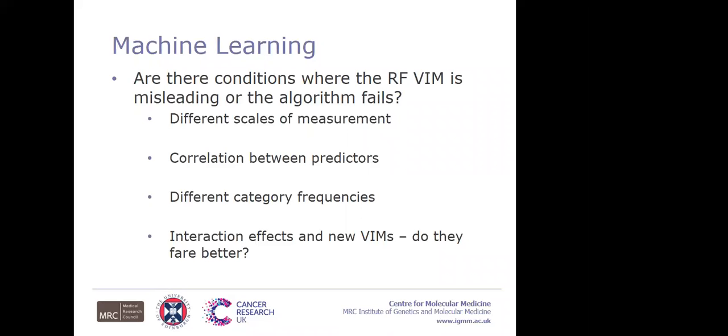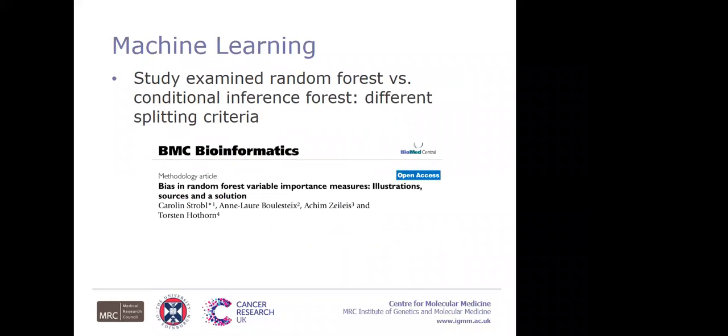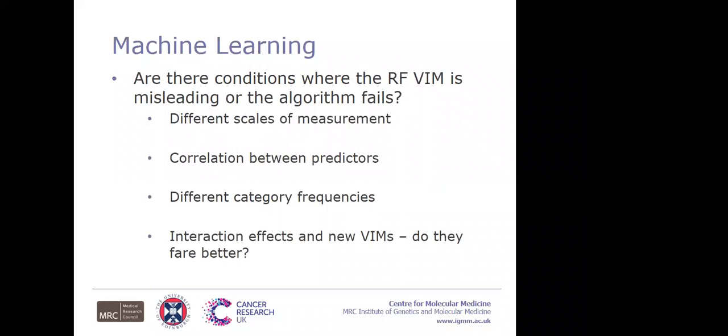And then the final bit that I'm going to talk about is some new work that is hot off the presses, that hasn't been published, where we're looking at interaction effects and new variable importance measures that have been proposed in the past few years and see if they fare any better than the permutation-based variable importance measure or the Gini-based variable importance measure, which are the standard ones. Okay, so before I go any further, are there any questions at this time?